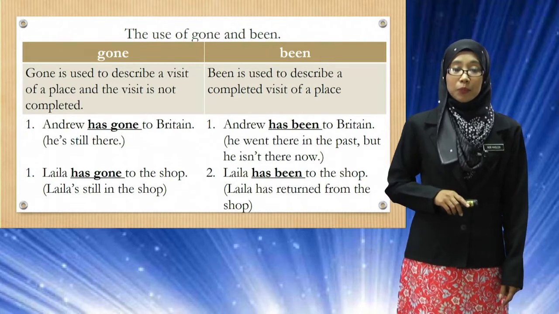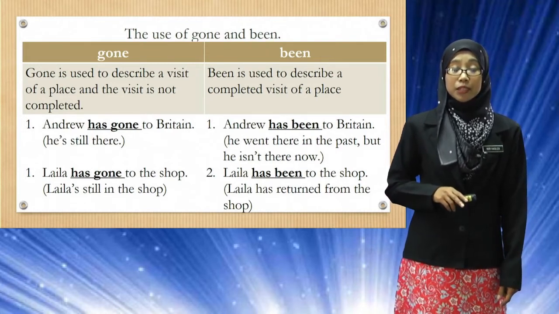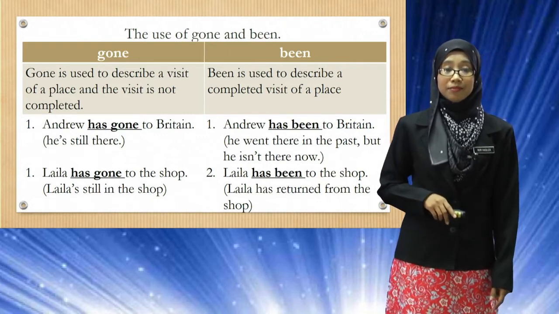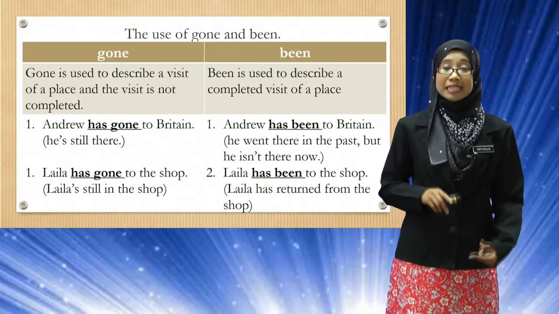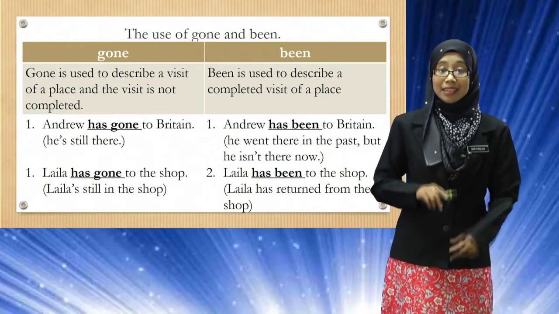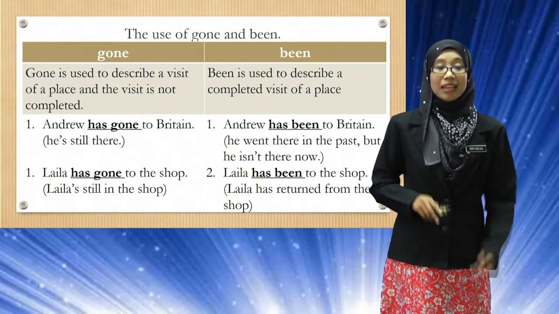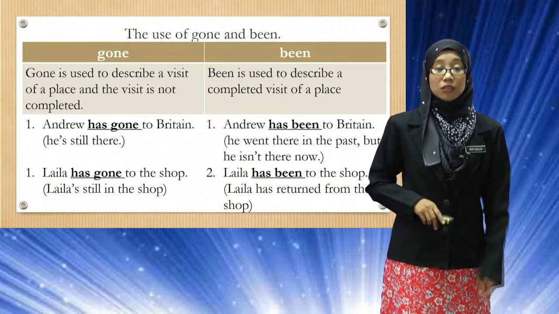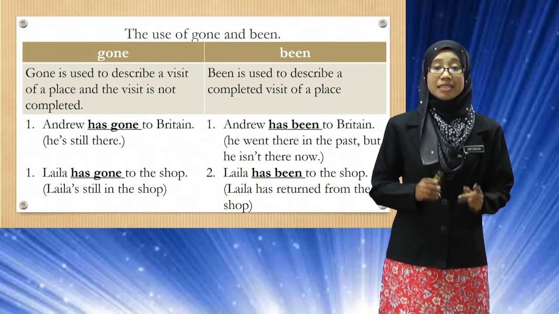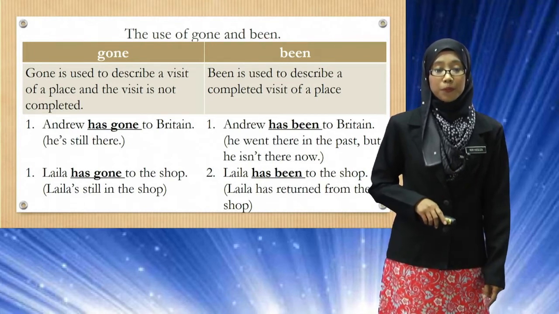Let's look at the example. The first example is Andrew has gone to Britain. It means that he's still there in Britain. The second example is Laila has gone to the shop. It means that Laila's still in the shop.